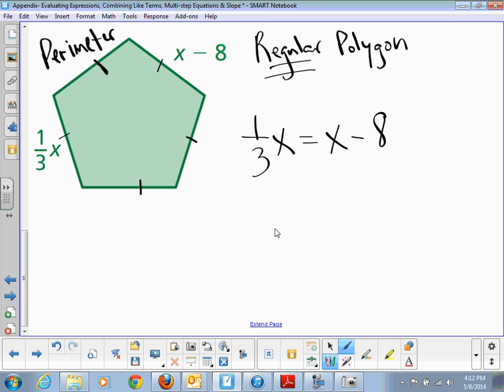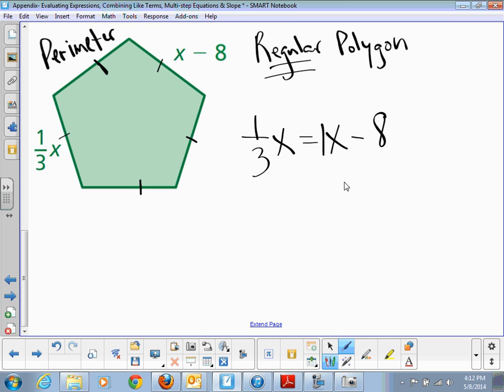Once we know x, we can substitute it for either one of these, or what we say, plug it in a lot of times, but the proper term is substitute. If we could find x, then we could substitute for either one of these. We should get the same number, and then we can find the perimeter. So this is our equation, 1/3 x equals x minus 8.